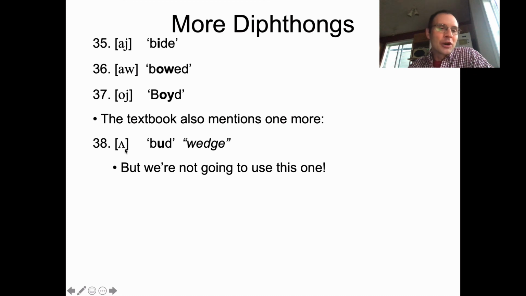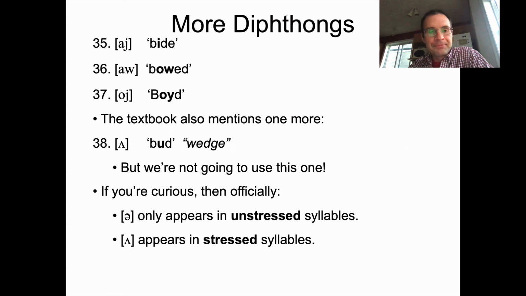We're not going to use this particular symbol in this class. You shouldn't worry about it. But if you are worried about it, it sounds like an uh like in bud or hug, so on and so forth. Whenever you do encounter that sound, I want you to use the schwa symbol to transcribe it. I don't care if it comes in bud or hug or about or wherever. Officially, the way this is supposed to work in English is that the schwa appears in unstressed syllables and the wedge appears in stressed syllables, but we're just going to use schwa across the board. And if you want to get better at this distinction, you can take 341, my intro phonetics course, afterwards.